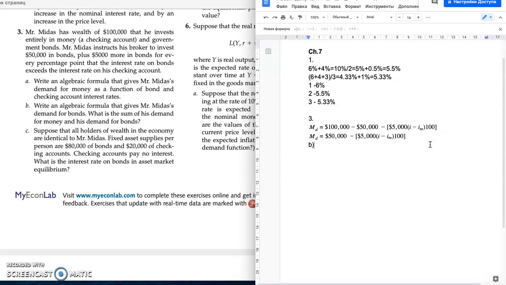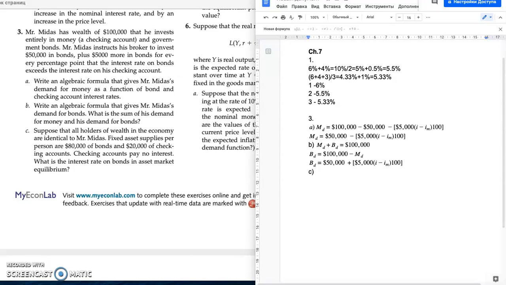In sub-question B, write an algebraic formula that gives Mr. Midas's demand for bonds. As we know, Mr. Midas's initial wealth is 100,000. So the sum of his money demand and bond demand should be equal to $100,000. By using this equation, we can construct the demand for bonds for Mr. Midas, which will be equal to this equation. Okay, let's move on.